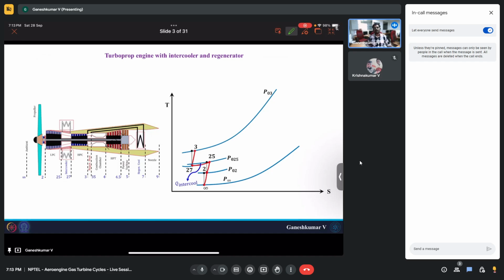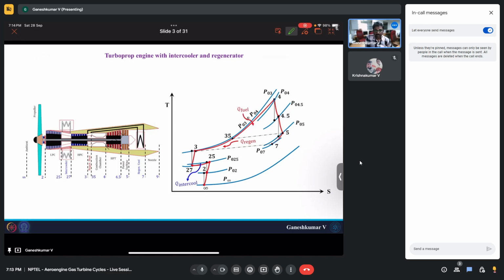From 27 you have the high pressure compressor to 3, and from 3 you have regenerative heating till 3.5. Currently we don't know where exactly it is. After that you have the combustion chamber where you reach the turbine entry temperature of T04, and from 4 to 4.5 you have the high pressure turbine, and from 4.5 to 5 the power turbine. From the power turbine you have regenerative cooling for the exhaust gas and regenerative heating for the incoming gas. So from 5 to 7 is the regenerative cooling, and the corresponding heating of the incoming gas would be from 3 to 3.5, which is Q regeneration.